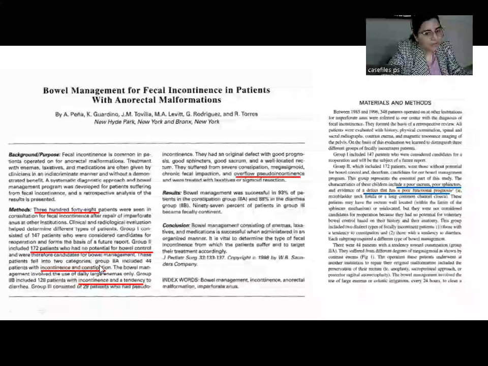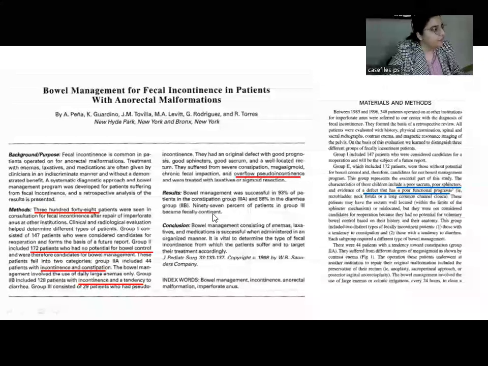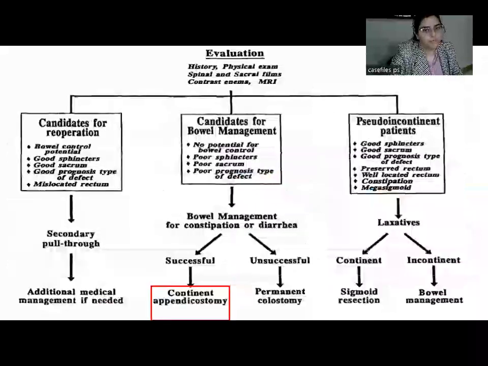Group 2 were patients who had no potential for bowel control, and therefore these were the actual candidates for bowel management. Again, in these, they have subdivided into patients who had incontinence because of constipation, that is overflow incontinence, and the other who had incontinence with the tendency for diarrhea. They found the same results, that patients who had poor sacrum, poor sphincters tend to have a poor functional response. And they were able to achieve around 88% to around 97% of improvement in the symptoms of these patients by ensuring a proper bowel management protocol for these patients.